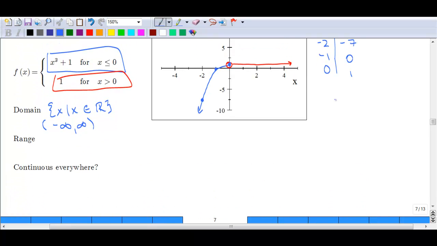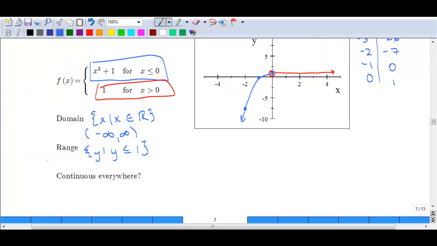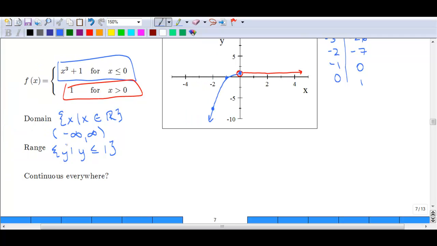The next thing we want to look at is the range. In this case, our y values, again, range, we're looking at y values, how high or low this thing goes. And you can see here it's capped off at 1. It never goes higher than 1, but it does go down to -infinity. So y in this case, we can either write it y such that y is less than or equal to 1. It does equal 1, this whole line here. Or again, we can write it as negative infinity going up to 1, and again we use that bracket because we're including 1.